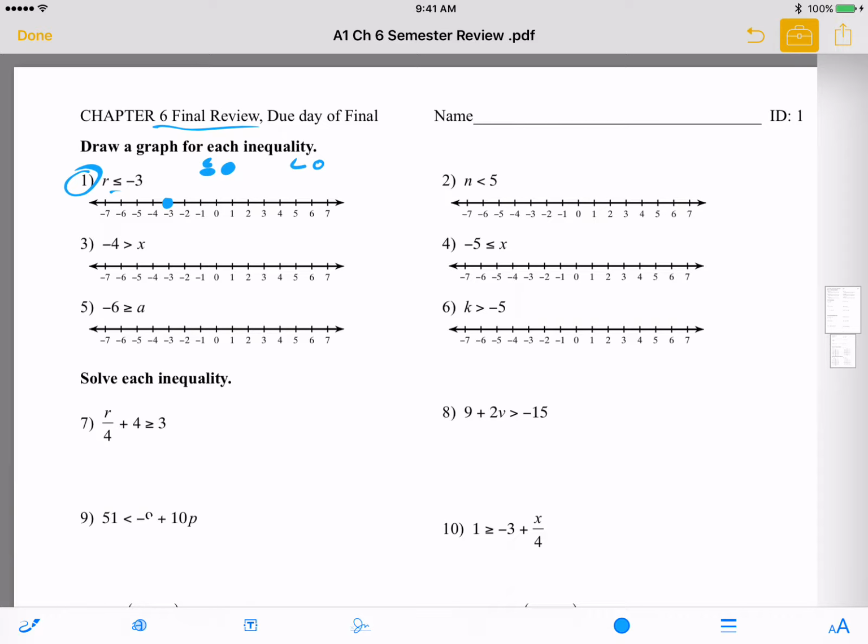So remember here that the alligator always eats the bigger number. So -3 is going to be the bigger number. So all the smaller numbers are to the left here. So that arrow goes to the left in number 1.